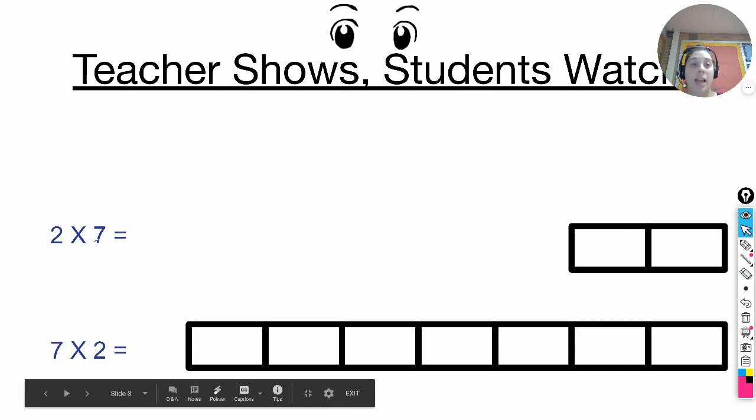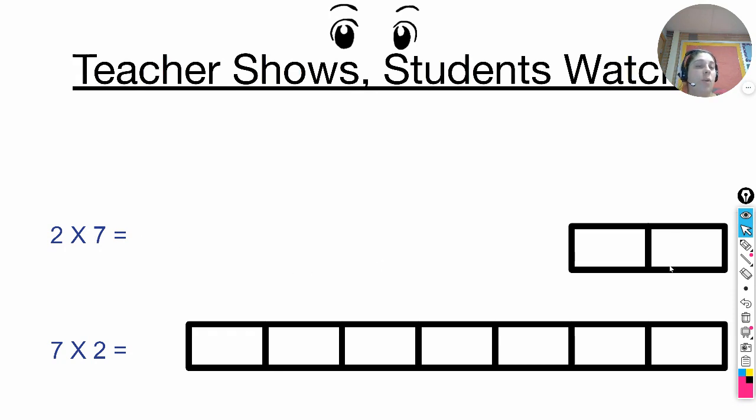Well, we know that 2 times 7 is really like 2 groups of 7. Okay, so over here we have 2 groups. And what I'm going to do is I'm going to do a skip count of 7s to find my answer. So my first group will have 7. And then if I had 7 more, okay, 8, 9, 10, 11, 12, 13, 14. So 2 times 7 equals 14.